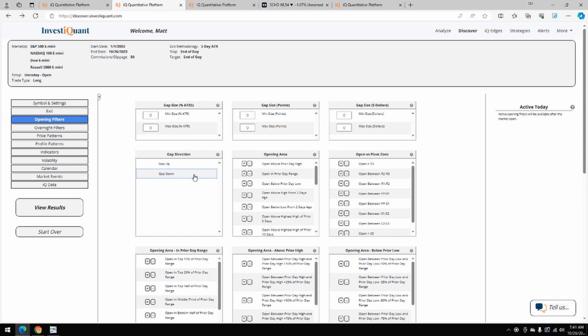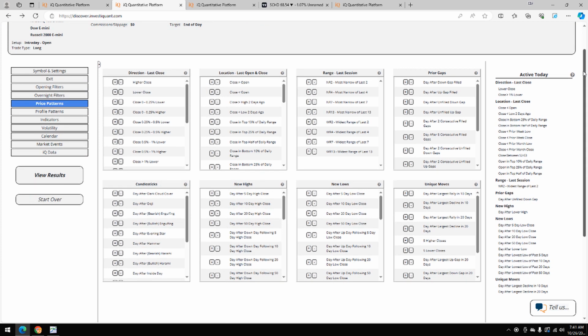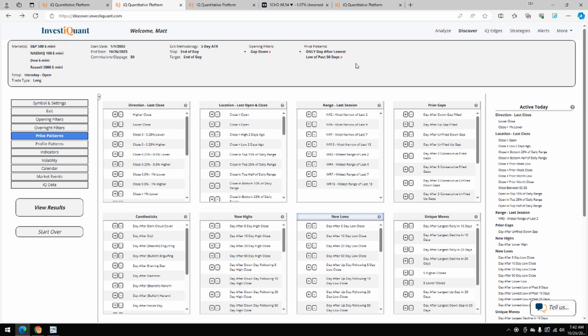So from the gap direction, I'm clicking on gap down. The next thing I'm going to do is go to the price patterns library, and I'm going to grab from the active today the day after the lowest low of the past 50 days. So this is based upon where the low was made in the trading session, not where the close was made. I've shown that before as well. But this is based upon where the low is at.